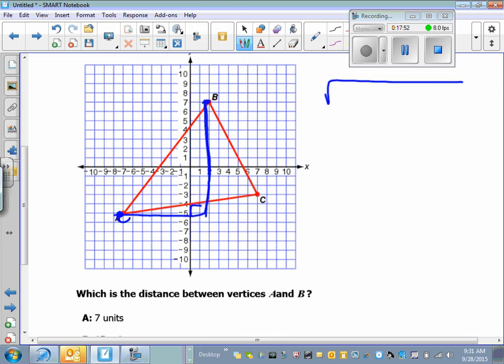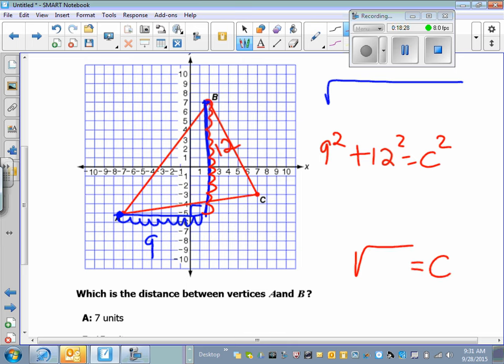To count, I'm going to go 1, 2, 3, 4, 5, 6, 7, 8, 9. So horizontal distance is 9, and the vertical distance is from negative 5 all the way to positive 7. 1, 2, 3, 4, 5, 6, 7, 8, 9, 10, 11, 12. 12 is going to be my b. So I can use 9 squared plus 12 squared equals c squared. Okay, so remember at the end you've got to do the square root of whatever you find to make it equal to c. Don't just use the last number you get. Make sure you always put it in a square root.